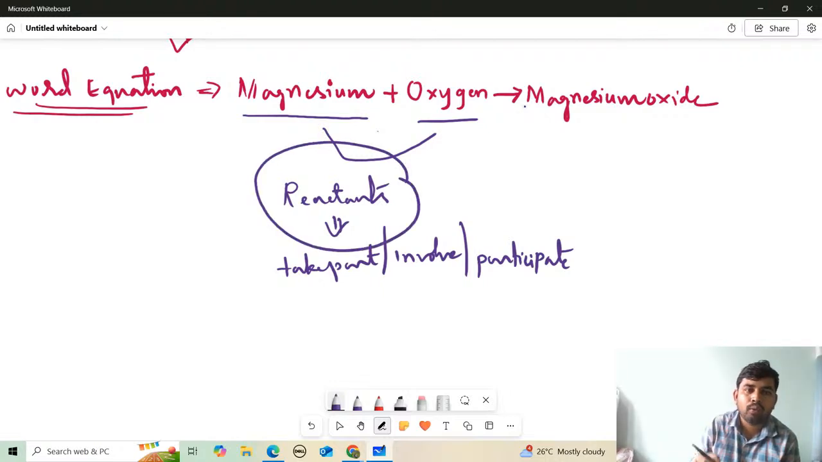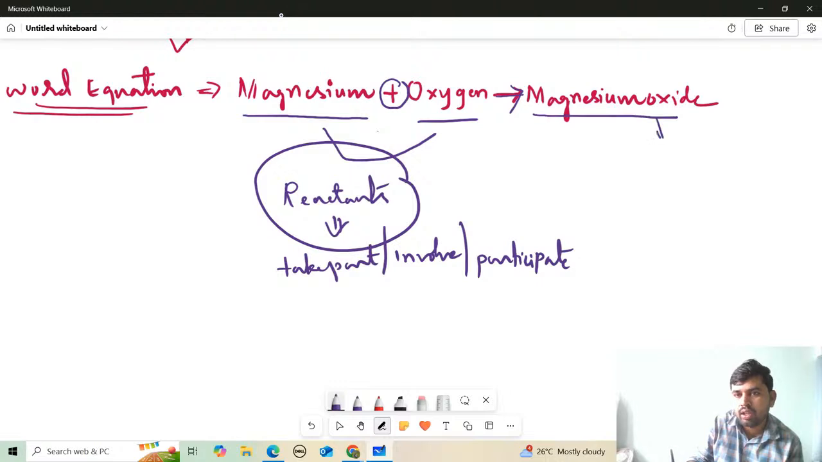How should we write a word equation actually? In this word equation, we are taking the reactants on the left side. Between them, I'm writing a plus symbol. If more than one reactant is there, then we write an arrow mark here. And after the arrow mark, I'm writing the new substance.